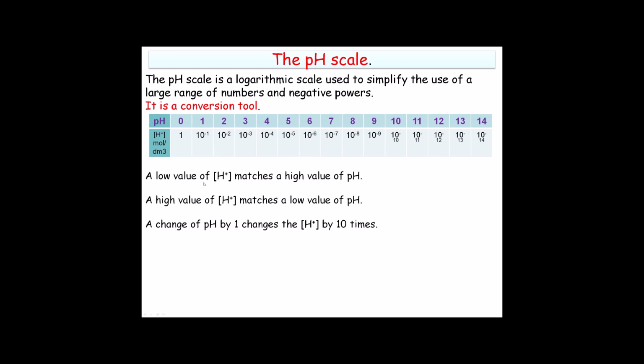Okay, so a low value of hydrogen ion concentration down this end, so 10 to the minus 14, that's a low concentration, matches with a high pH, inverse. High value of hydrogen ion concentration, so for example 1, matches with a low value of pH. And a change of pH by 1 changes the concentration of hydrogen ions by 10 times. So going from 1 to 2 is a 10 times change. Going from 1 to 3 is a 10 times 10 change, so 100 times change. So for an acid that's pH of 3, the concentration of hydrogen ions is 100 times less than something with a pH of 1.